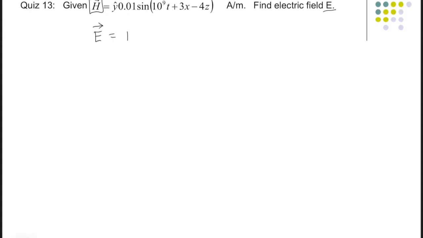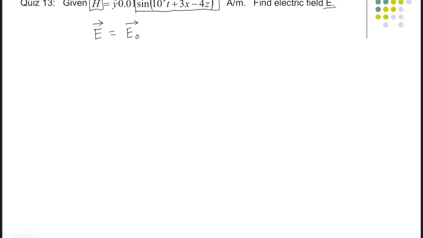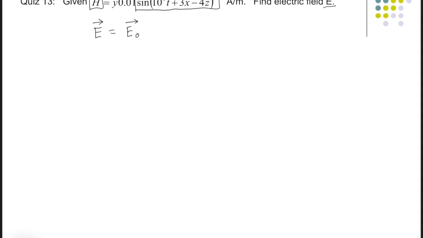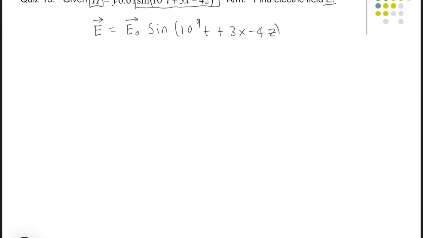to E naught vector, and then we can take this whole portion and move it to our electric field. The reason why we can do this is because the H field and the electric field should be in phase. They're not always in phase, but for this problem there aren't any other parameters, so we can state that it's in phase. So we'd say sine 10 to the 9 t plus 3x minus 4z.